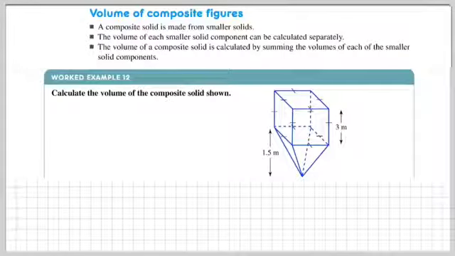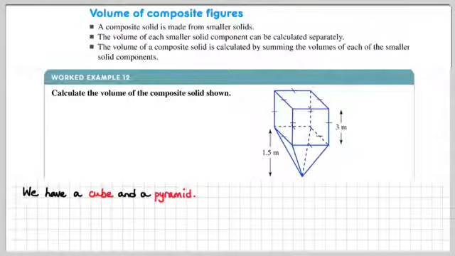Okay, here's one. Now, see, that's a composite shape. That's got a cube there, and it's got a pyramid there. Yes, doesn't it? So we could work out the volume of this cube. Then we can work out the volume of the pyramid, both of which will be very easy. Then we just add them up. Yeah, a cube and a pyramid.